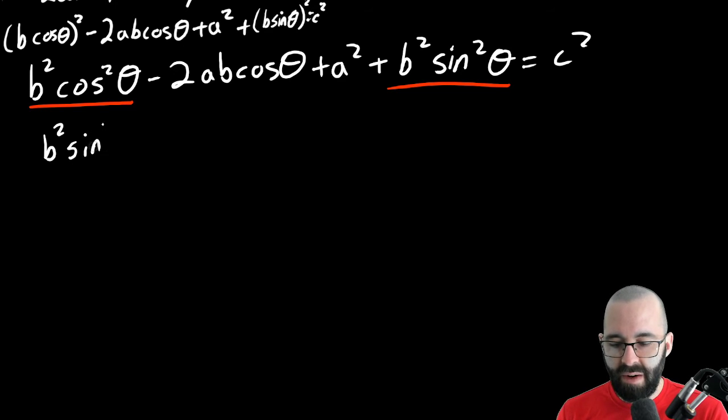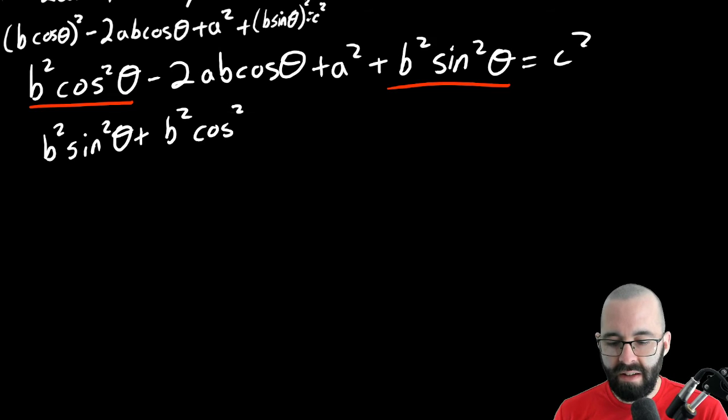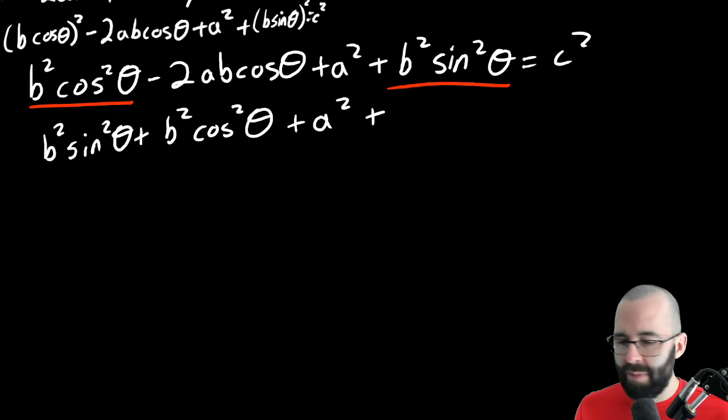B squared sine squared of theta plus b squared cosine squared of theta. And let's flip the order of the other ones too. Plus a squared.